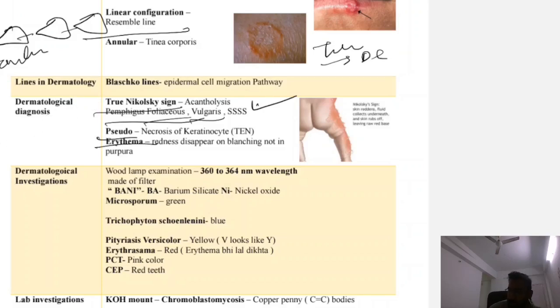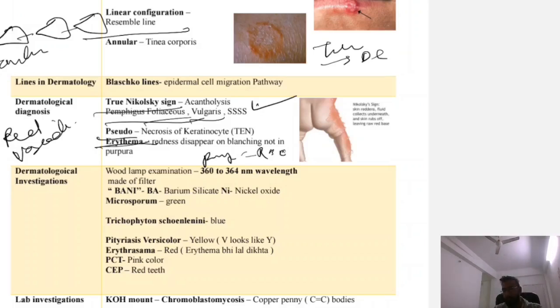Next is erythema. So erythema is redness, due to vasodilation or due to any reason. If you apply pressure, the blanching occurs and this redness disappears. This is known as erythema. And in purpura, it is due to RBCs degenerating and staining the blood vessel. In purpura, it is a non-blanching response. Okay.